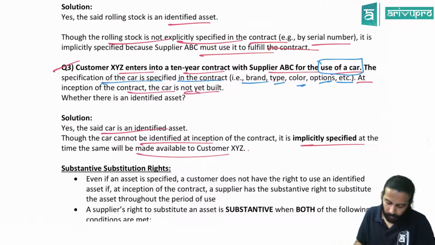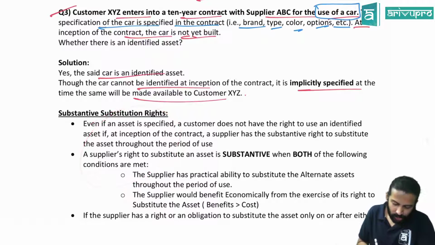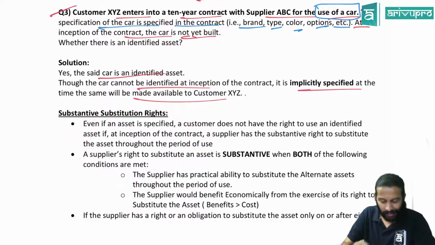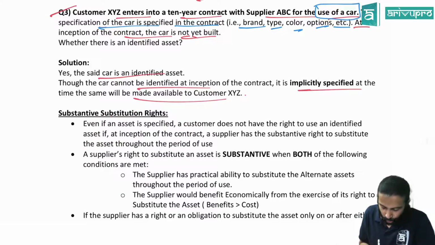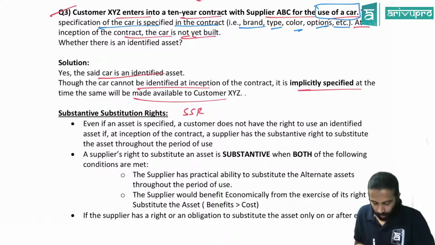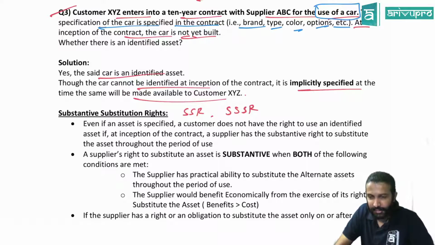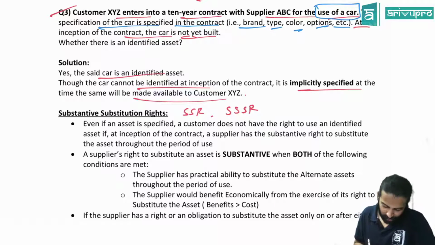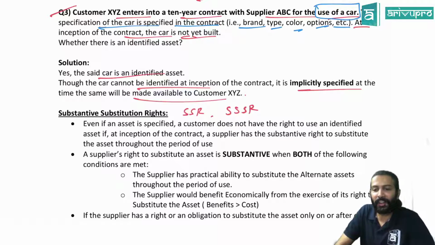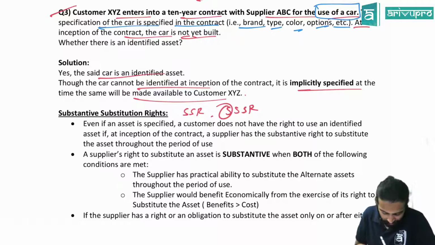Next, the most important concept is the supplier's substantive substitution rights. Either you can call it SSR or triple SR. What do you want to call it? Triple SR. Okay, triple SR then. Triple SR stands for the supplier's substantive substitution rights. That is called out here.